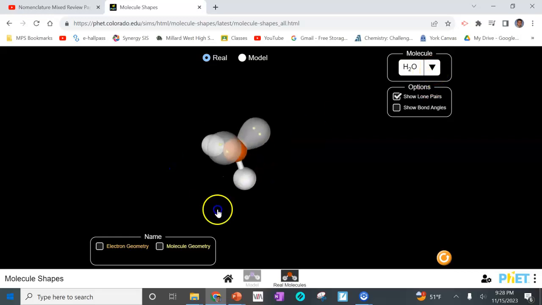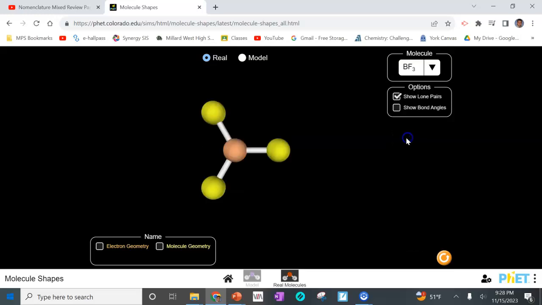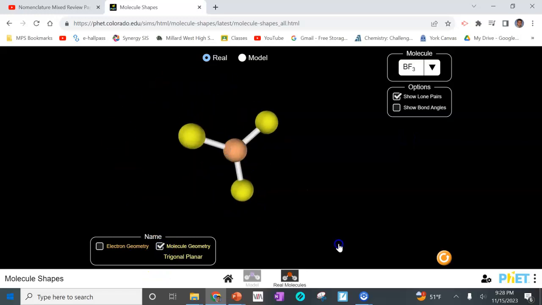So if I give them some problem sets with, let's say, boron trifluoride, okay, and if they predict the model should be trigonal planar, well, there it is. They can check their work. There it is, trigonal planar. So three, okay, around that central atom and it's flat.